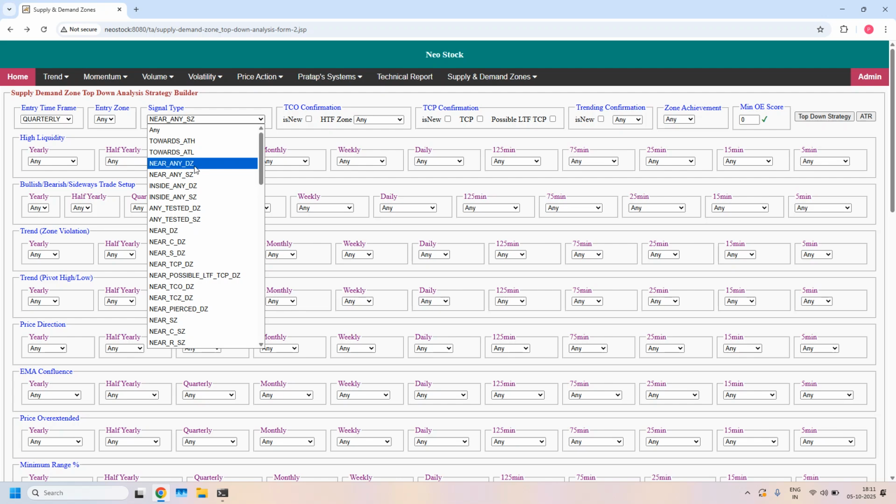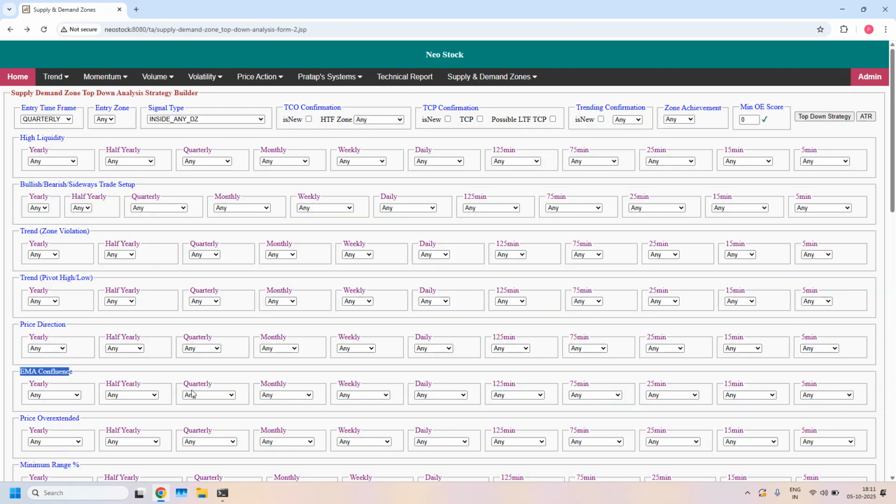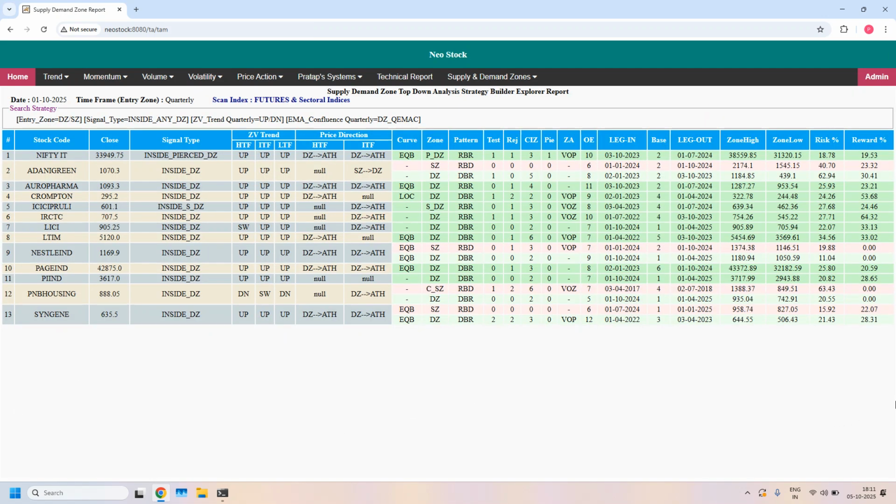Next, price closed inside the quarterly demand zone. We got 21 stocks. We can further filter based on quarterly demand zone having quarterly EMA Confluence. And also trend on the quarterly should not be sideways. It can be up or down trend. We got 13 stocks.